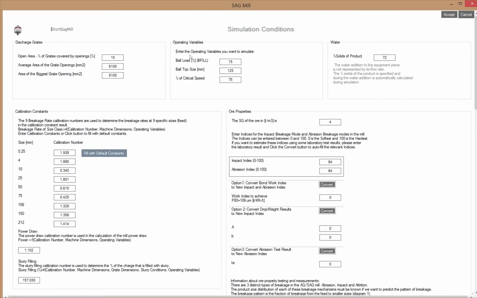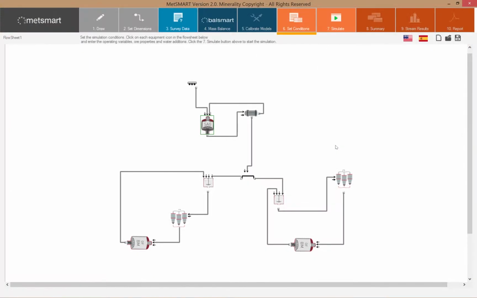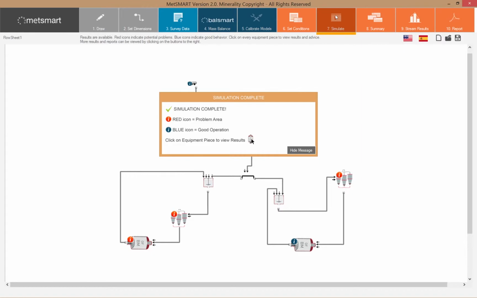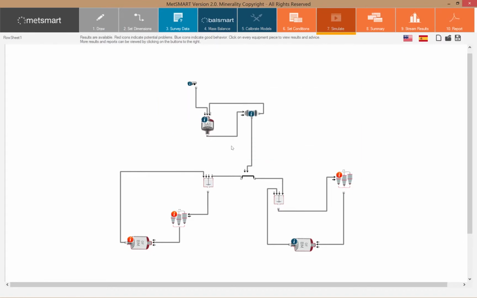So if we have a look at our SAG mill conditions, we can see on the operating variables that speed is one of our options that we can change. So I'm going to reduce the speed to 71% and see what happens if I do that. After I make a change, I can press simulate, and now I can see that my SAG mill has gone blue again, which means that my SAG mill results are within reasonable bounds.